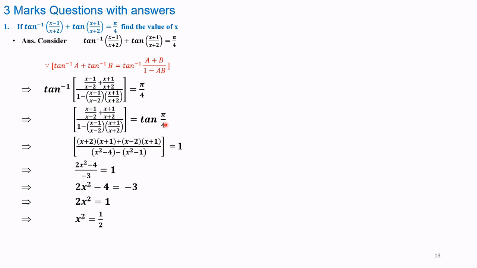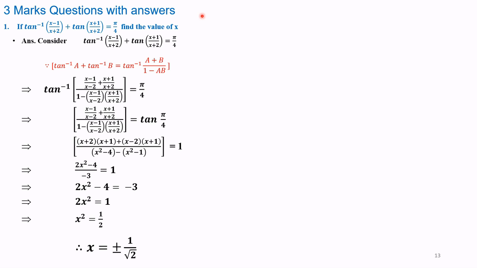Tan pi by 4, we are putting the value of tan pi by 4 as 1. Therefore, the left hand side is 2x square minus 4 divided by minus 3 is equal to 1. Therefore, 2x square minus 4 is equal to minus 3, or 2x square is equal to 1, or x square is equal to half. That is, the answer is x is equal to plus or minus 1 by root 2. X square is half, x is square root of half, that is plus or minus 1 by root 2.